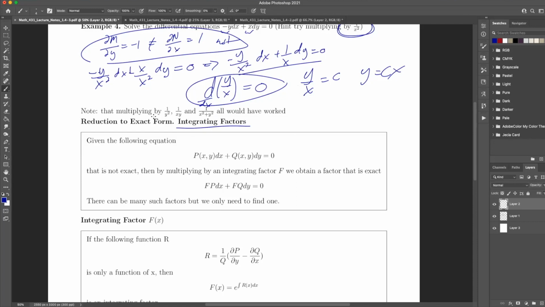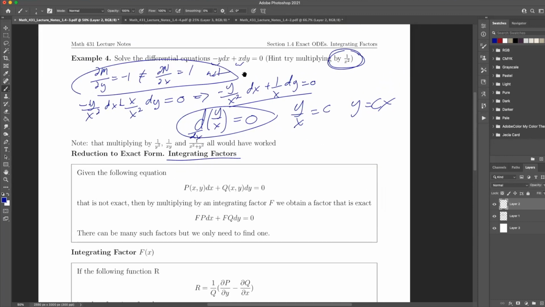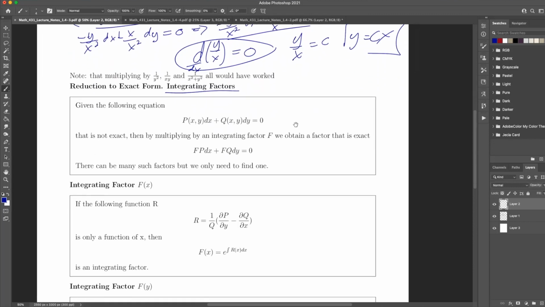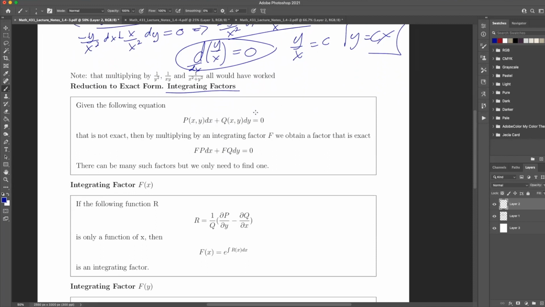And so here, we notice that multiplying by all these allows us to take something that we couldn't really solve, and here we solved it. So we're going to use these integrating factors to reduce to exact form. So given the following, and now for whatever reason, they switch it to P.